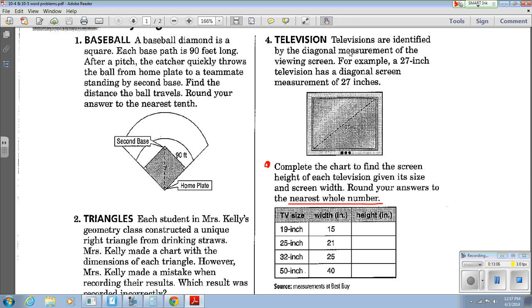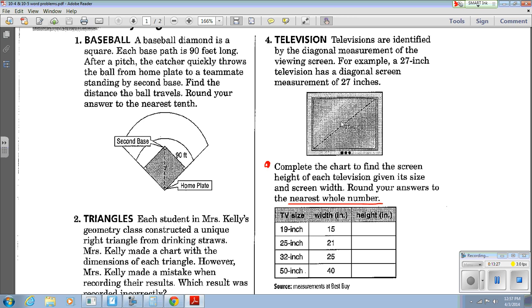Okay, so televisions are identified, back to the top. Televisions are identified by the diagonal measurement of the viewing screen. For example, a 27-inch television has a diagonal screen measurement of 27 inches. Okay, so let's see what we're doing here. I have a 19-inch size TV. Now what that means is this.